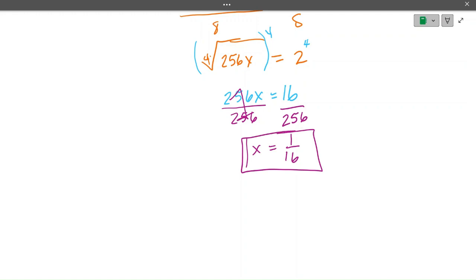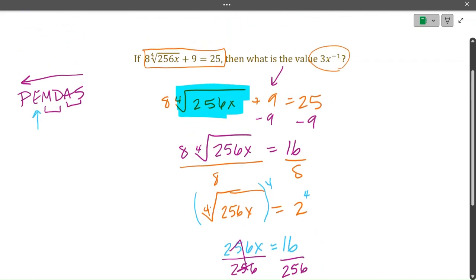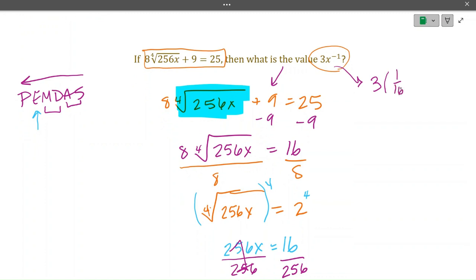All right. Now that we know the value of x, we can come back up here and plug in x, which was 1 over 16, here. So we just did this substitution. We found x and we plugged it in. Make sure that when you plug it in, you use parentheses because that power of negative 1 is being applied to the entire fraction.